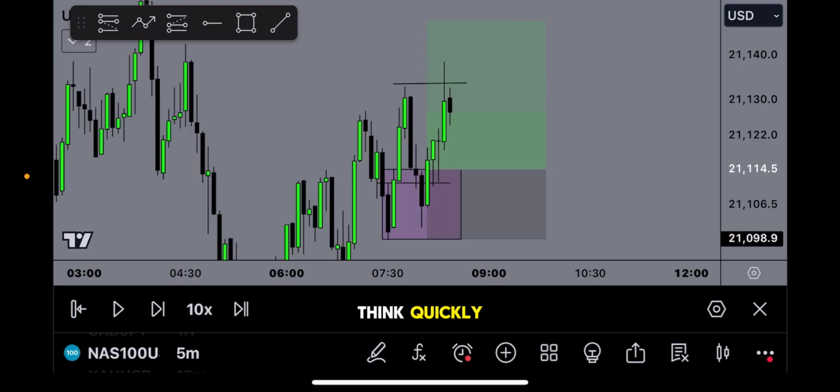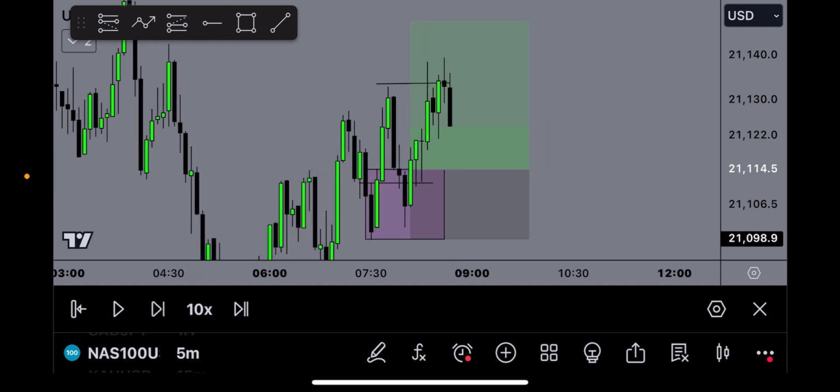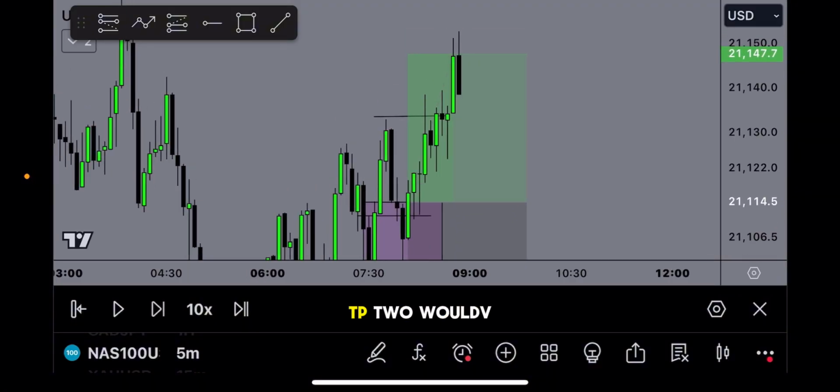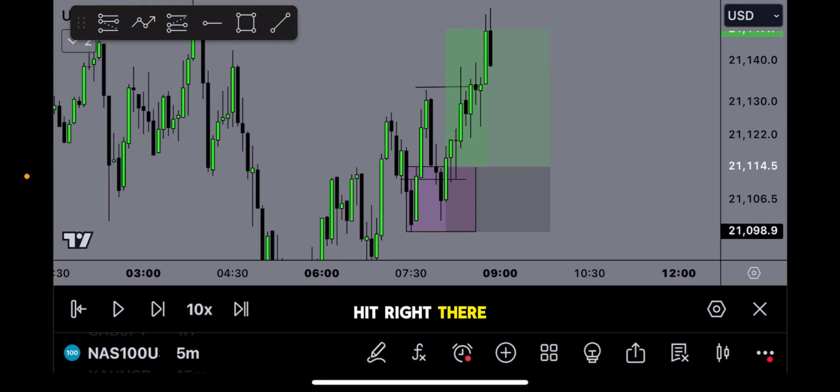You have to think quickly, especially if you're on the lower time frame, like the 5 minute. If you're on the higher time frame, like the hour, swing trading, then you don't have to think as quickly to execute these trades, right? So let's see if TP2 would have hit if you had held. Ooh, bam, bam. TP2 would have hit right there.